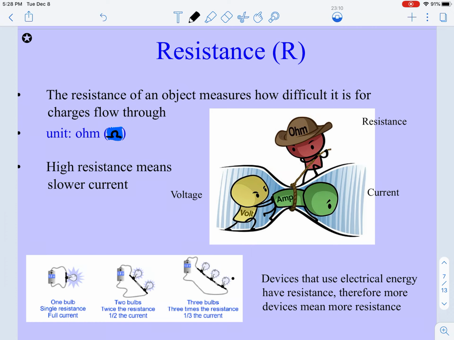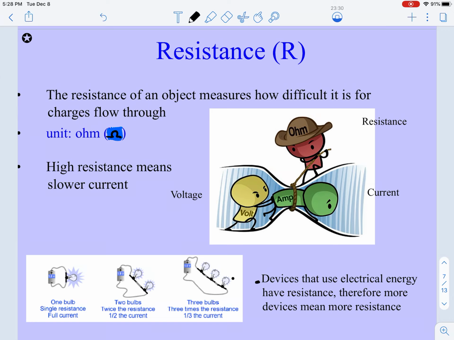High resistance means slower current, so if our cowboy here is going to give more resistance, if he pulls tighter on that rope he has around that current, then it makes sense that it would slow down our little green guy even more as he attempts to make it through that wire, through that current.